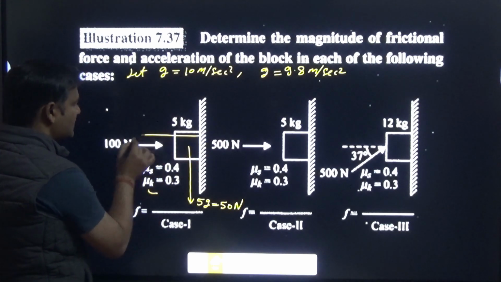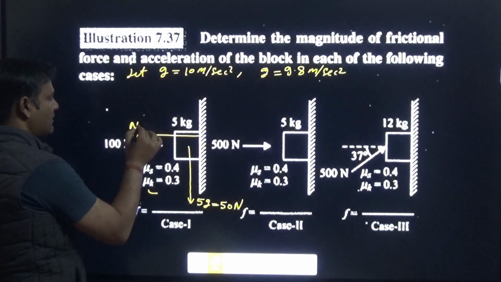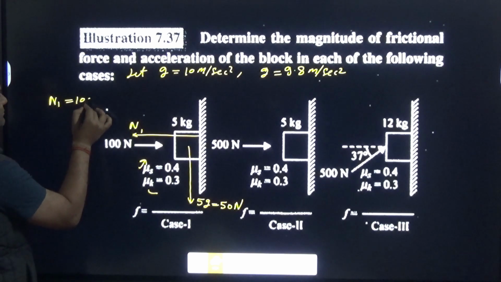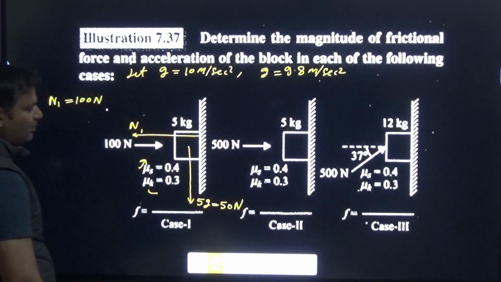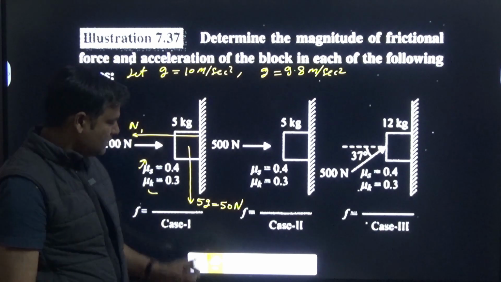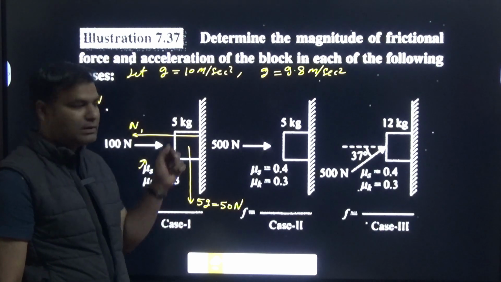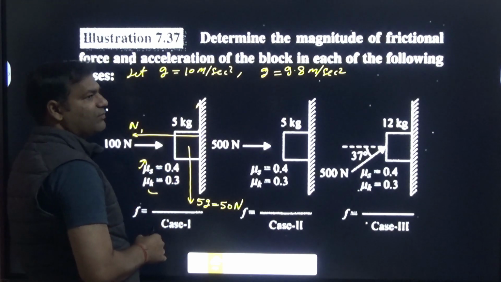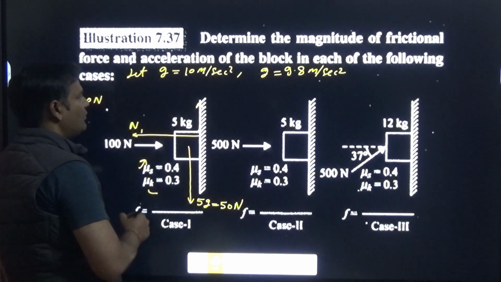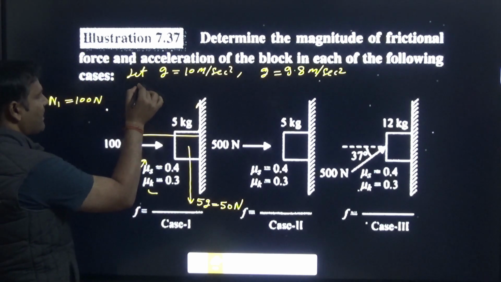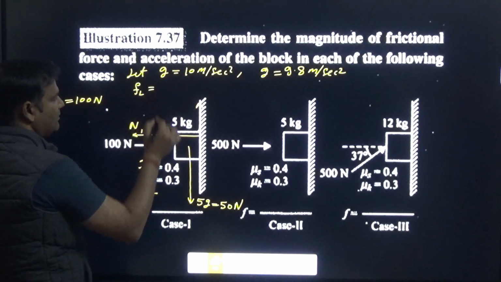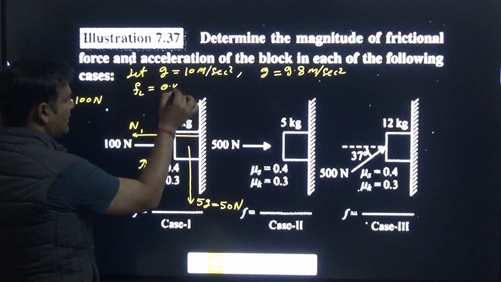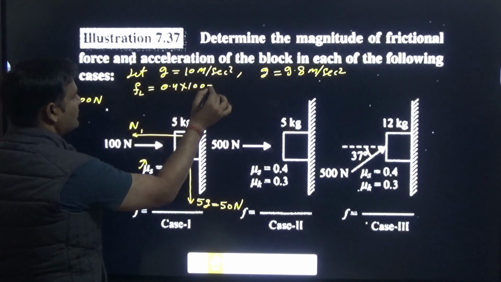Then what about the normal force acted by the wall? There is N1. N1 is how much? That is 100 Newton. Applied force is 50 Newton only. And here frictional force is available. What about limiting static frictional force? μs into N1. μs is 0.4, N1 is 100. So that is 40 Newton.